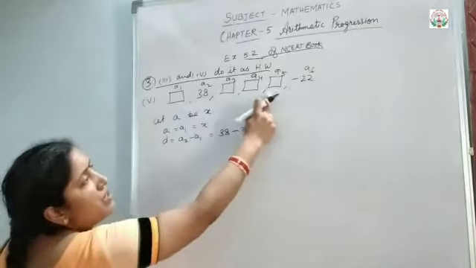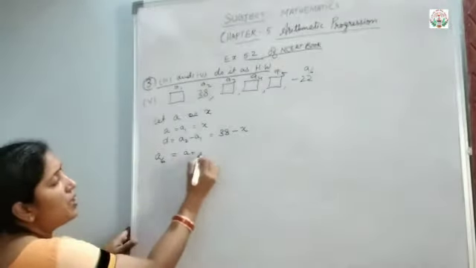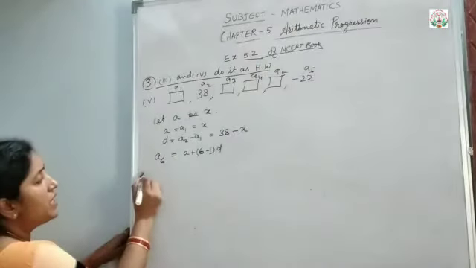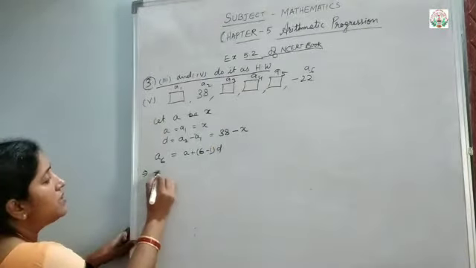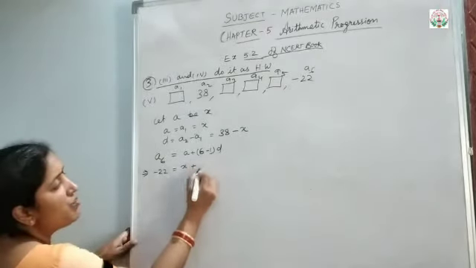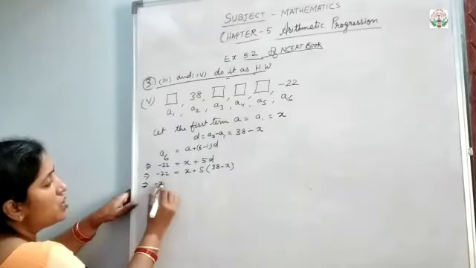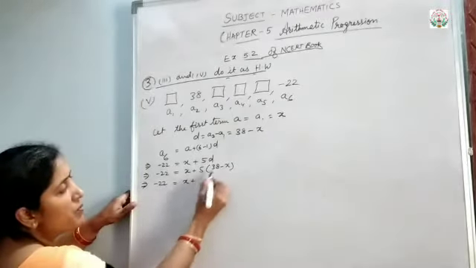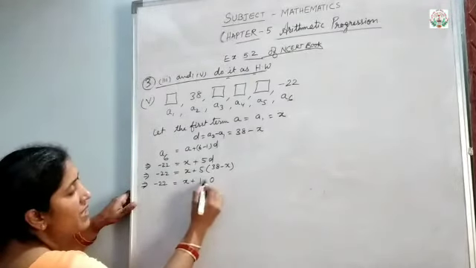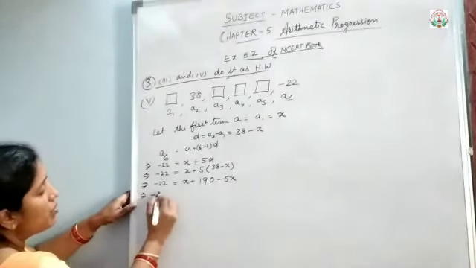Now which value is given after that? You can see that the A6 value is given. So you can write A6 equals A plus 6 minus 1 into D, according to the nth term formula. A6 is given as minus 22, equals A which is X, plus 6 minus 1 which is 5, into D, that is 38 minus X. Minus 22 equals X plus 5 times 38, which is 190, minus 5X.